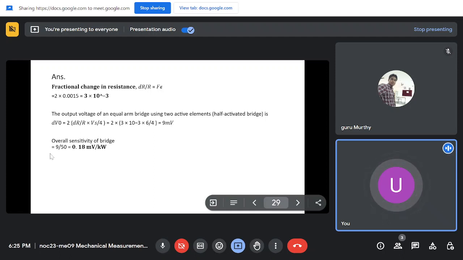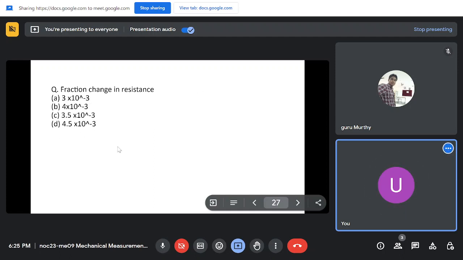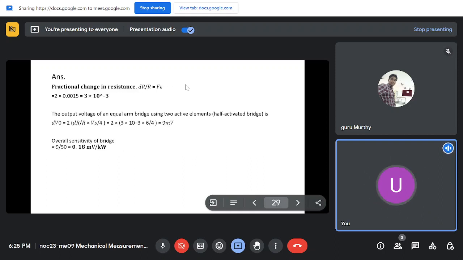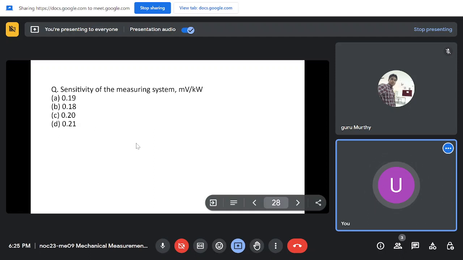Here it's given that the shaft transmits a maximum power of 50 kilowatts. So for 50 kilowatts we have 9 millivolts. The sensitivity will be the change in voltage by the power transmitted. Per kilowatt it will be 0.18 millivolt per kilowatt. So the sensitivity is 0.18 millivolt by kilowatt. That is the overall sensitivity. So from the question, the answer is option B, the sensitivity of the measuring system.